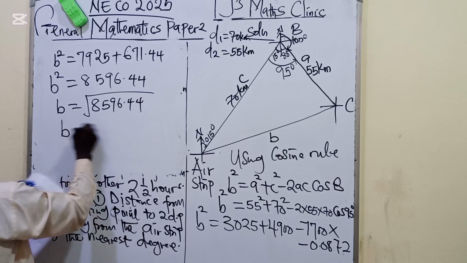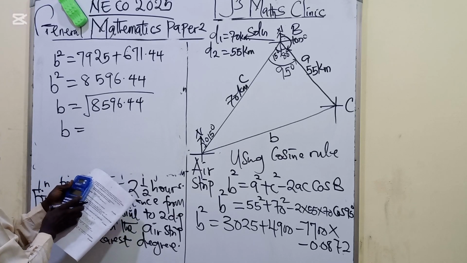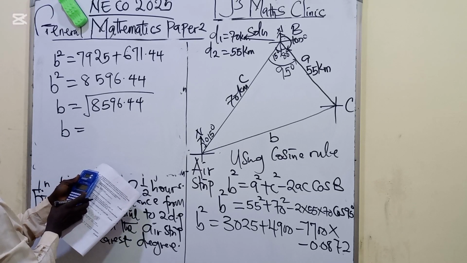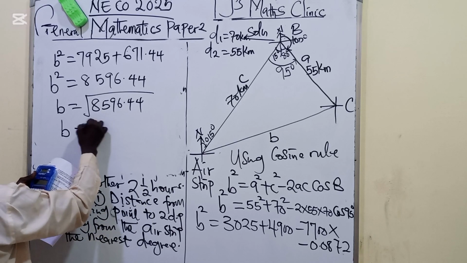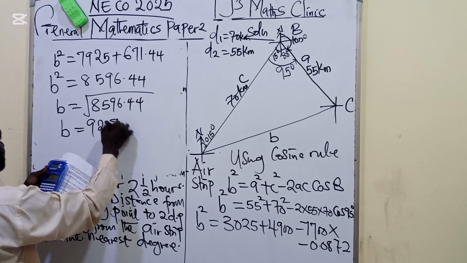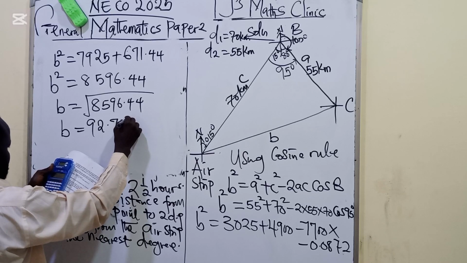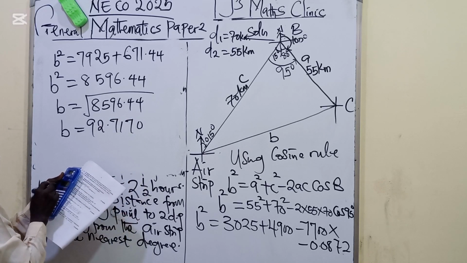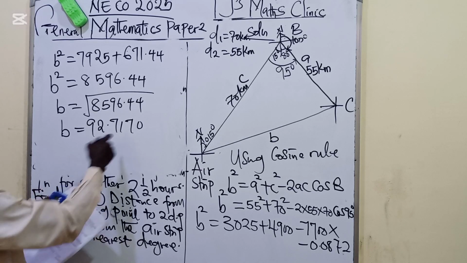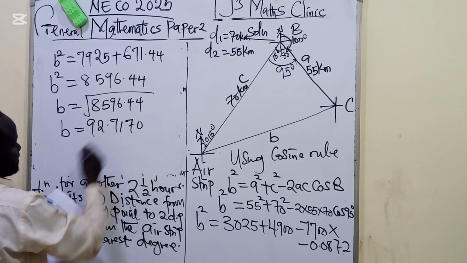To find B now, we take the square root of both sides. B now will be the square root of 8596.44. What do we have? We have 92.7170 approximately, because the next number is 9. So we have 7169, then we have to add another one. So this is the distance now.